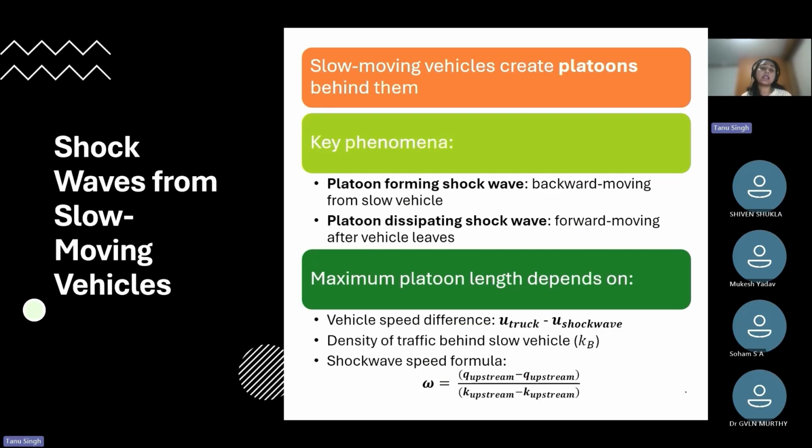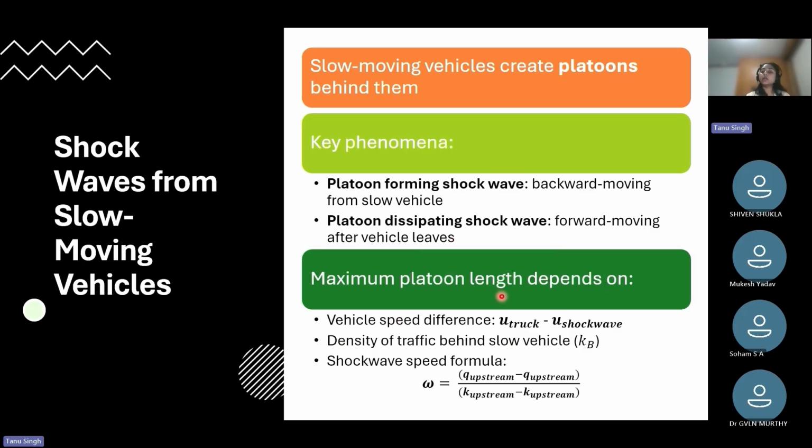And this was for the second example, a slow moving vehicle that creates platoons behind it. So platoon forming shock waves move backward from slow vehicles, and there are forward moving ones. When the vehicle has entered for a particular duration, there is a backward moving shock wave. And when the truck moves away from the road, all the vehicles move from B to D condition. Another shock wave happens, known as the platoon dissipating shock wave or forward moving shock wave, when the vehicle leaves. So these are the two phenomena that occur.